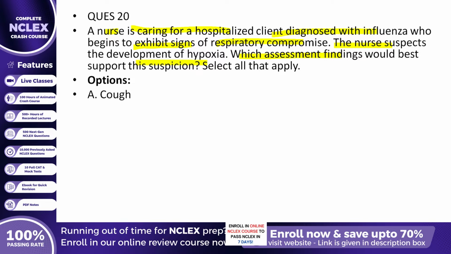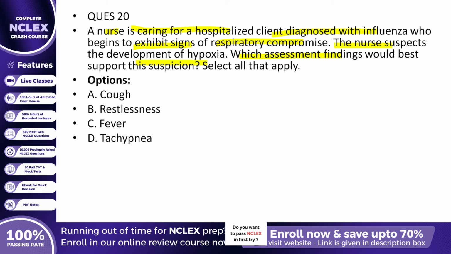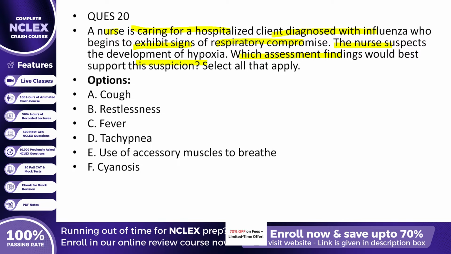Option A mentions a cough, which is often associated with respiratory irritation. Option B highlights restlessness, a change that could signal early oxygen deprivation. Option C presents fever, a common symptom of infection. Option D introduces tachypnea, which refers to an increased respiratory rate. Option E identifies the use of accessory muscles to breathe, suggesting respiratory distress. Finally, option F lists cyanosis, a physical manifestation of inadequate oxygenation.